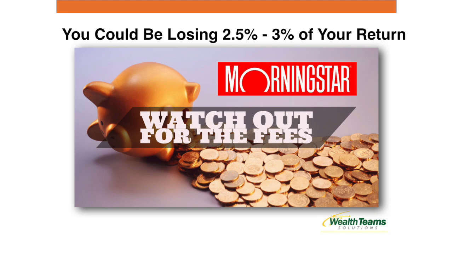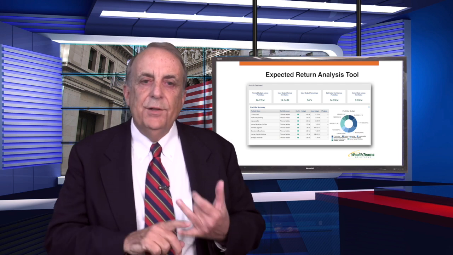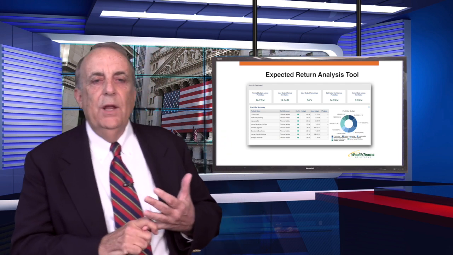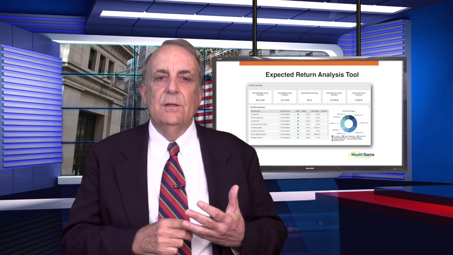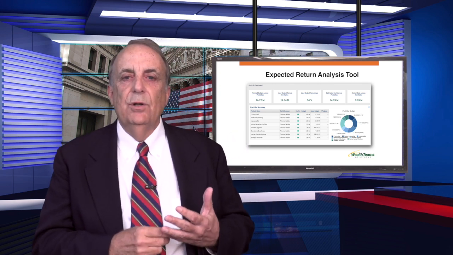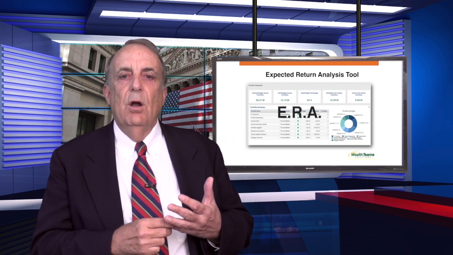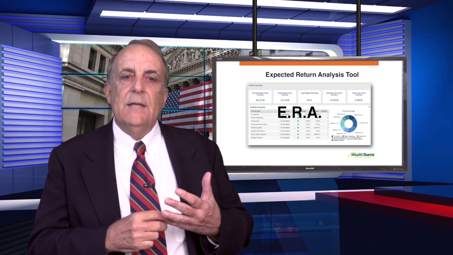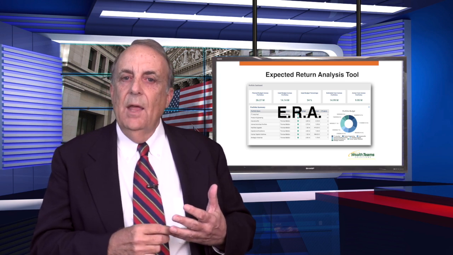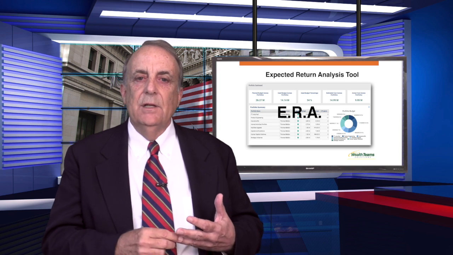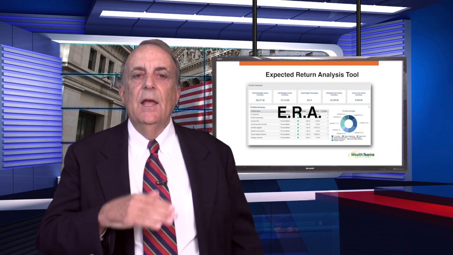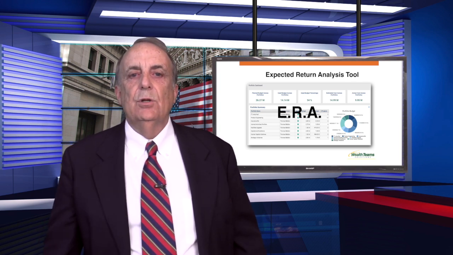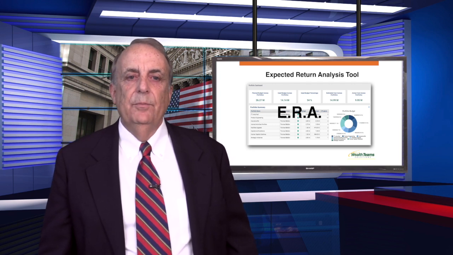Now, I've just enumerated a number of fees and costs that are involved in your portfolio. How would anybody know what those are? So at Wealth Teams Alliance, we have created a tool to do that analysis. We call it our expected return analysis, ERA. And that can tell us how much risk you're buying and how much return you're sacrificing because of the volatility and the costs built into your specific portfolio.